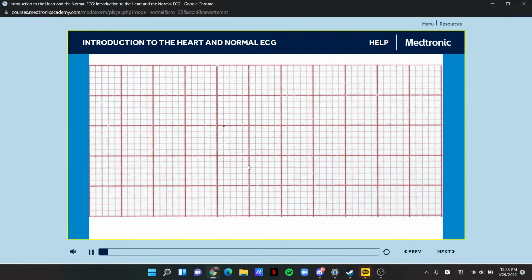Let's first review the standard grid that all ECGs are printed on. The small boxes are 1 millimeter high and 1 millimeter wide. Heavier boxes are drawn every 5 millimeters, so it makes it very easy to count off larger numbers of boxes. The amplitude setting of a standard ECG machine is 10 millimeters per millivolt, so 10 of these small boxes is equal to 1 millivolt, which is 1,000th of a volt.